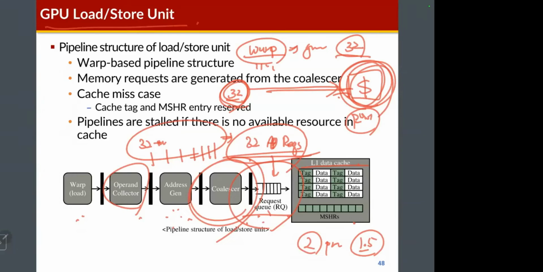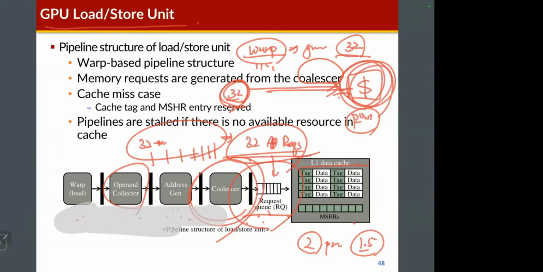I already explained memory coalescing. Memory coalescing means that GPUs merge multiple memory transactions into a single transaction. So how?